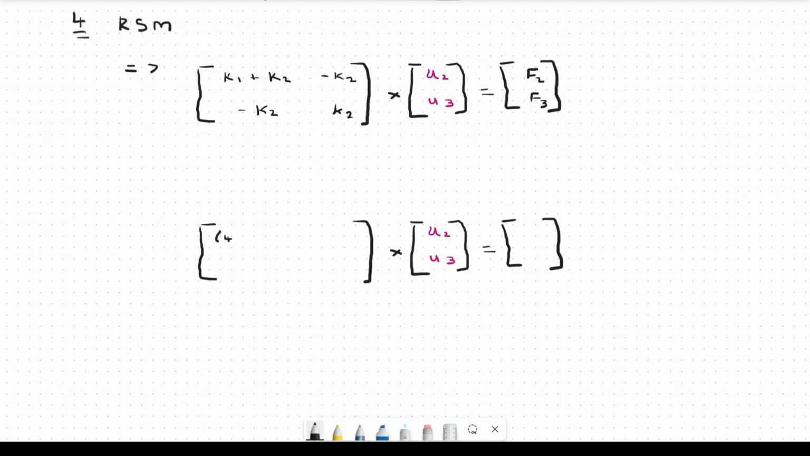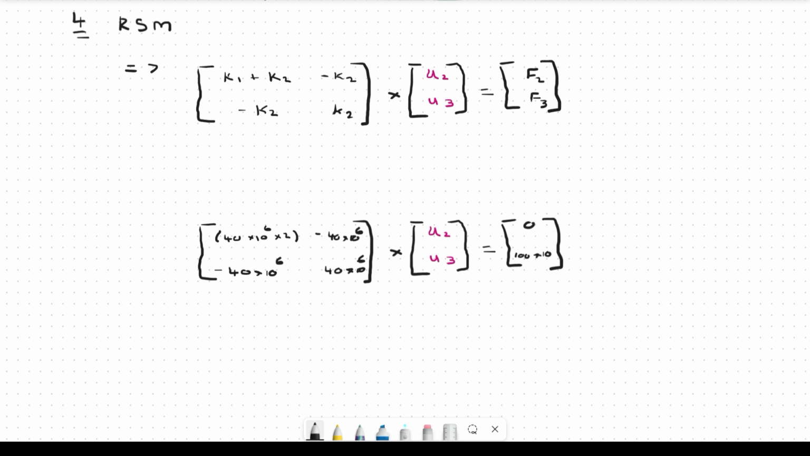Now fill in the reduced stiffness matrix with the known values. Because K1 and K2 are the same, simply put 40 times 10 to the 6 times 2, then minus 40 times 10 to the 6, then again minus 40 times 10 to the 6, and finally 40 times 10 to the 6. We can also replace F2 and F3. F2 has no external force, so is 0, and F3 has a positive 100 kilonewton force.